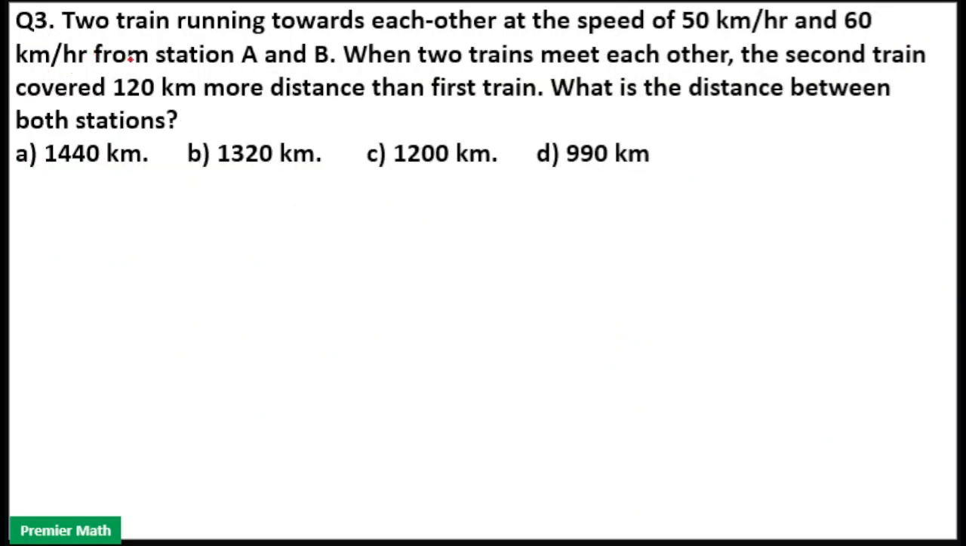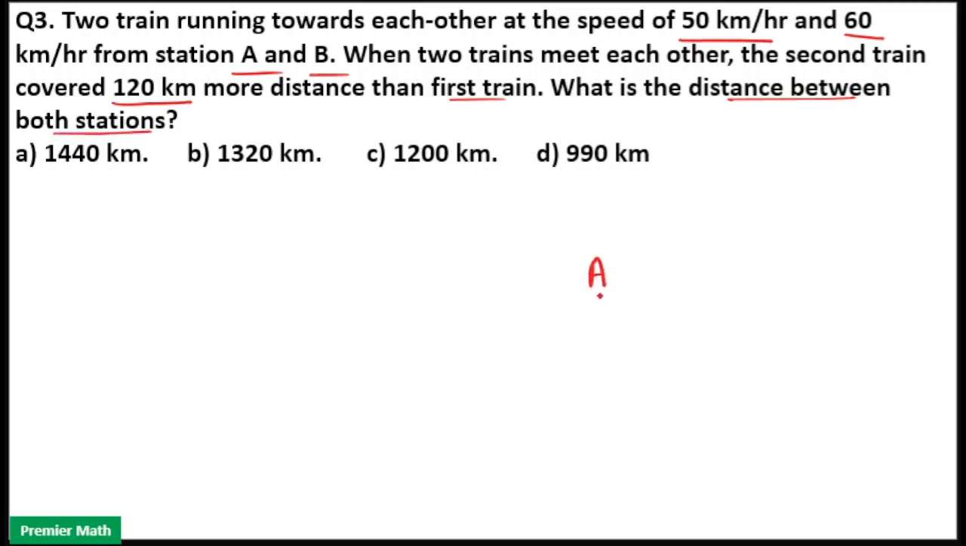Next is question number 3. Two trains running towards each other at the speed of 50 km per hour and 60 km per hour from station A and B. When the two trains meet each other, the second train covered 120 km more distance than the first train. What is the distance between both the stations?